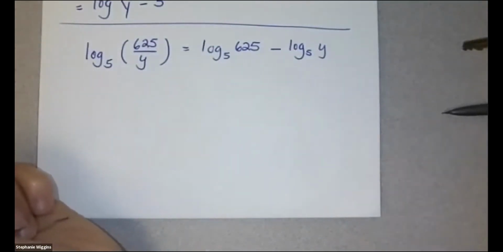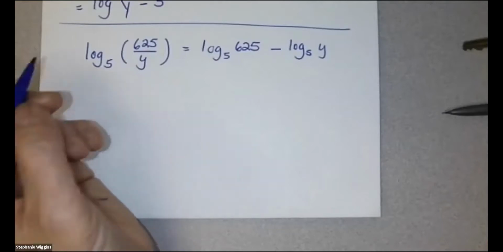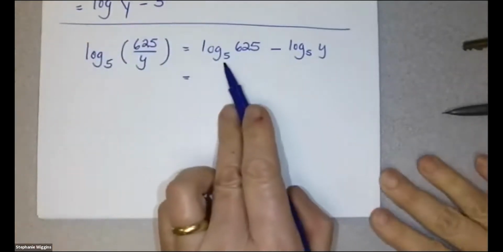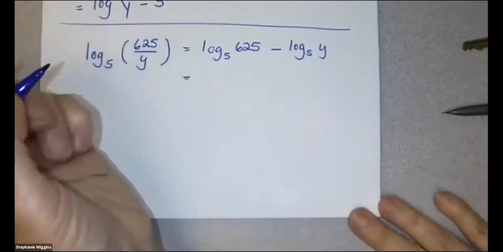And let me think. How many powers? I think that would be to the 4th power. So 5 to the 4th power, I think, is 625. I'm not sure, but we'll find out.